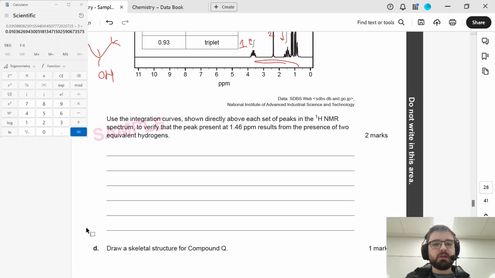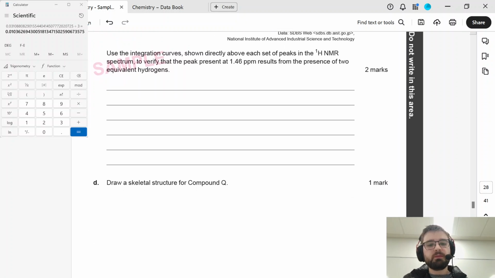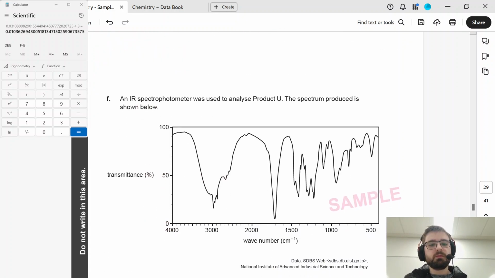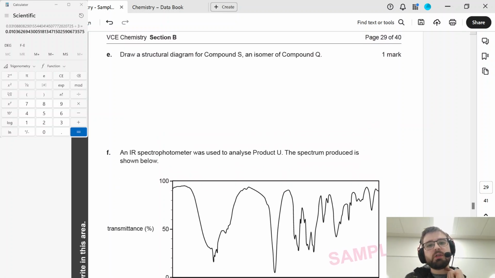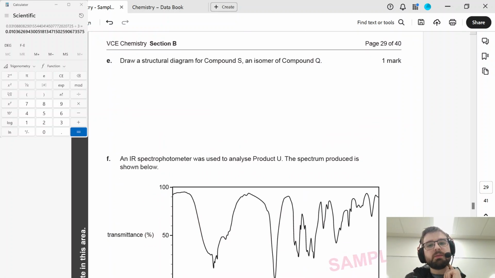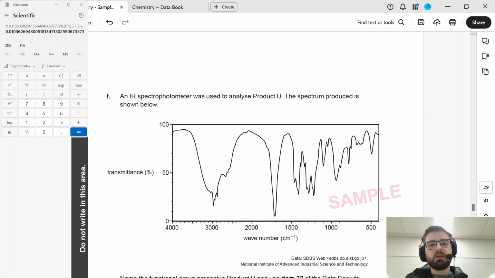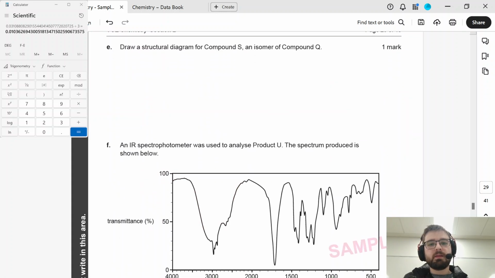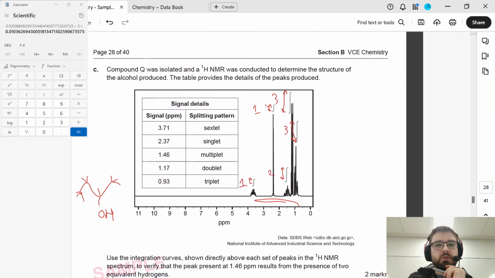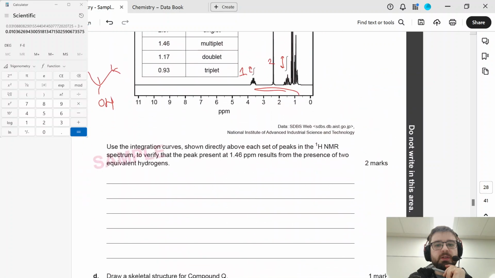Draw a skeletal compound for compound Q. Okay. Draw a structural diagram for compound S, an isomer of compound Q. Is this the other one? Yep. An IR spectrophotometer was used to analyze product U. Which one's that? Is the carboxylic acid.